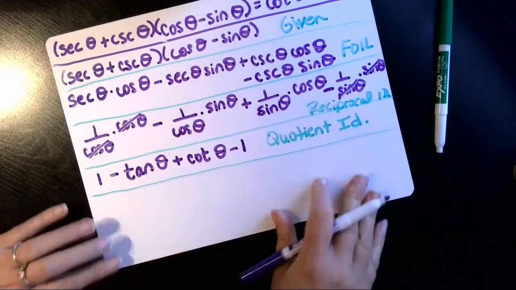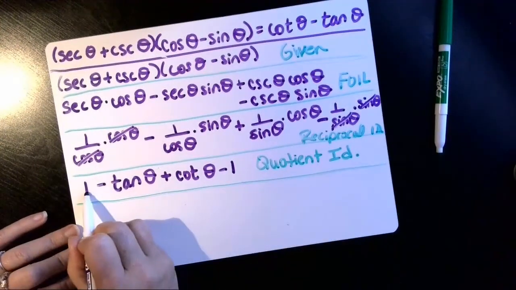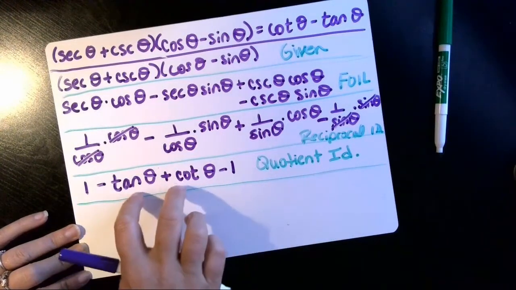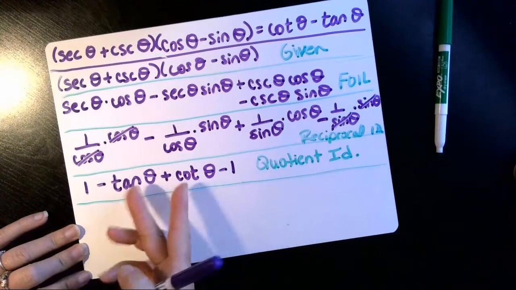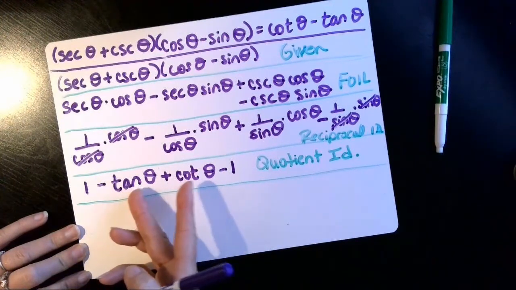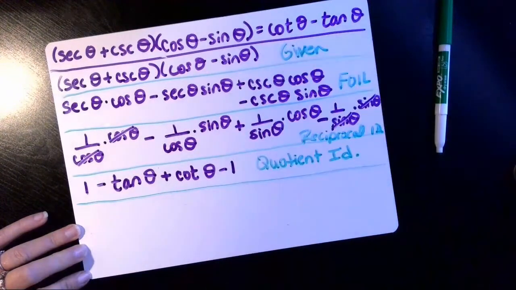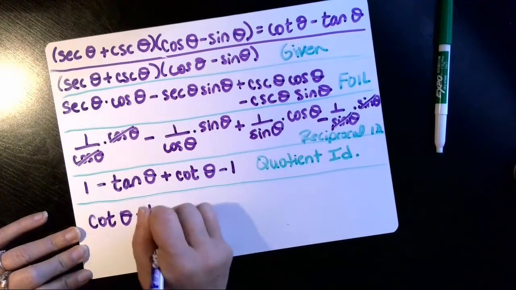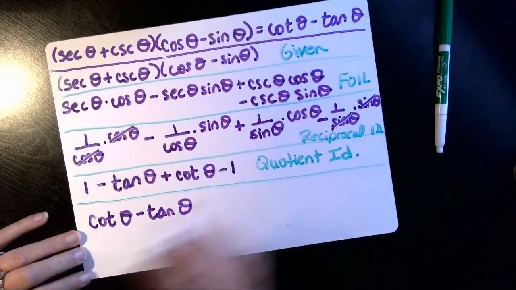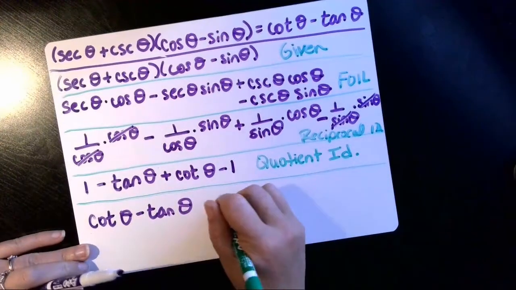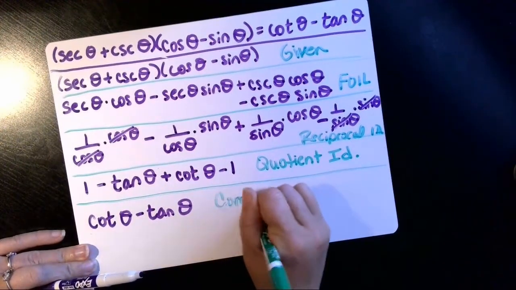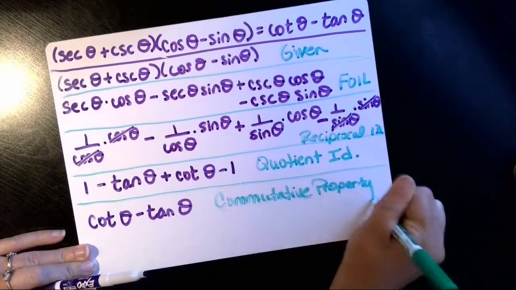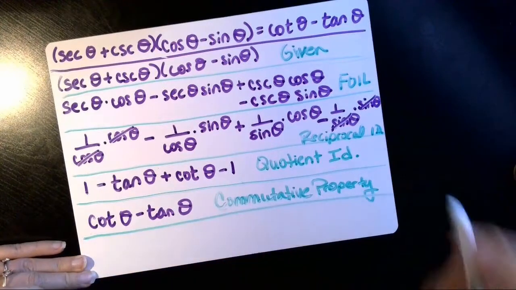Okay, then in the next step, we're going to go ahead and simplify. So 1 minus 1 is 0, so that cancels. And then if I rearrange with the commutative property, the negative tangent of theta and the cotangent of theta, I'll have what I was aiming for, which was cotangent of theta minus tangent of theta. And that's using the commutative property of addition, and that's it.